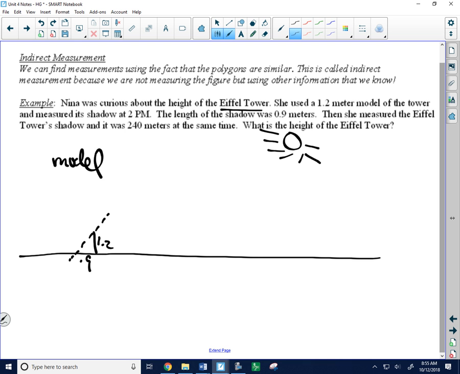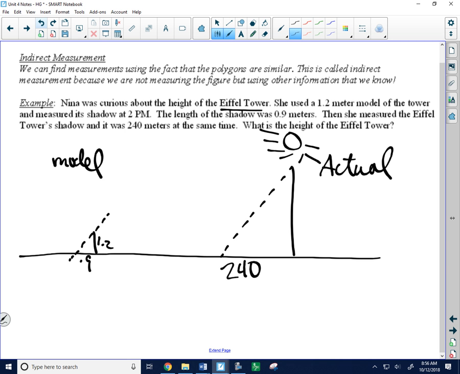Then she measured the Eiffel Tower shadow. So here's the actual Eiffel Tower. By the way, draw this picture. It helps to see it here. The actual Eiffel Tower, and measured its shadow. I should have that dotted. And its shadow was 240 meters at the same time. That's important.